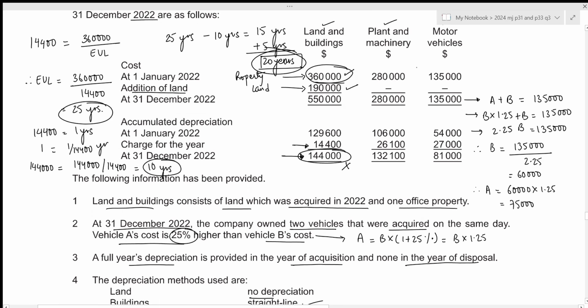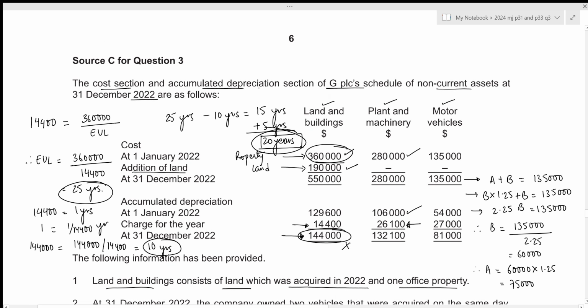So we have our total cost along with the accumulated depreciation, which gave us this depreciation value of 26,100, right? So let us just create an equation. 26,100 is the net book value, which is the cost of 280,000 minus the accumulated depreciation of 106,000 multiplied by the rate. So this will give us the rate of 26,100 divided by 280,000 minus 106,000, which is 0.15, or we can write it down as 15%. So that is the rate.